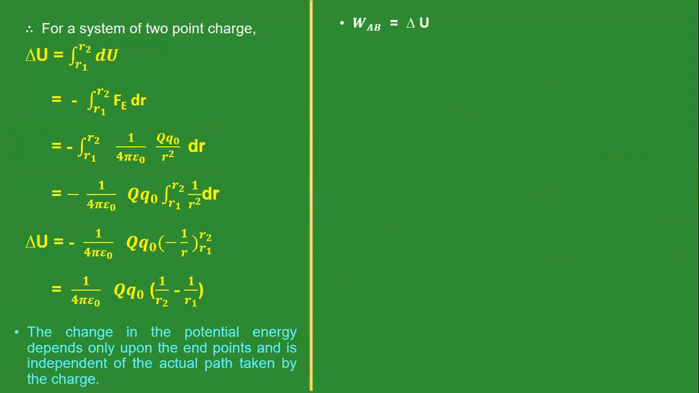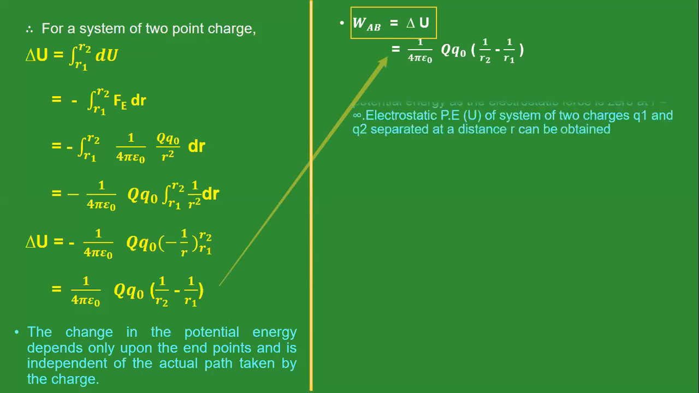Now pay attention. The work done to displace from point A to B is equal to the change in potential energy. So this work done is equal to the change in potential energy, and the change in potential energy formula is already known. So the work done to displace a charge from A to B is given by this formula. Okay?